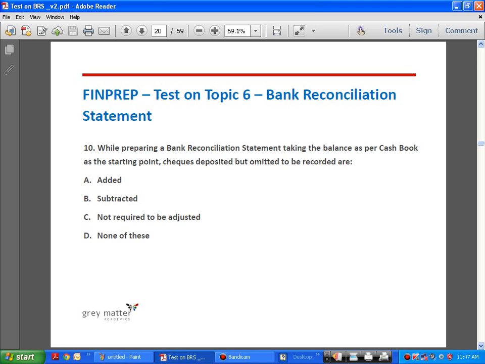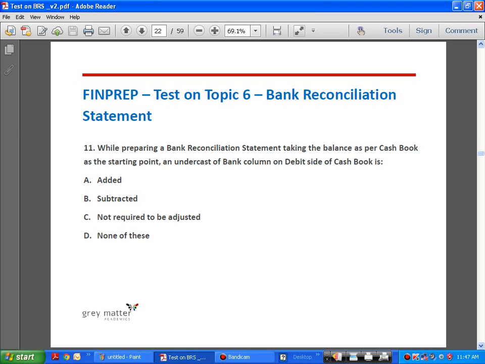While preparing a BRS, taking the balance as per cash book as the starting point, checks deposited but omitted to be recorded are to be added. Yes. So here we are starting with the balance as per cash book. Checks have been deposited but omitted to be recorded. Okay, so which means the cash book balance has not yet recorded the checks received. So we have to add the amount of checks received to the cash book balance.